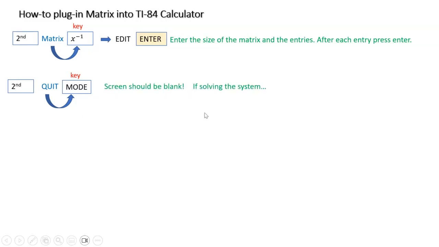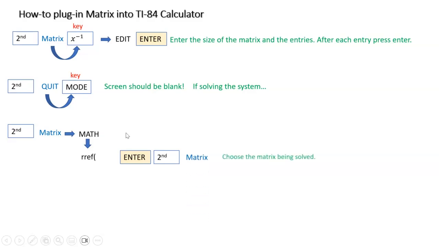Now, if solving the system, then you're going to go to second matrix. You're going to go down to math. Then you're going to go to RREF and enter, and then you go get the matrix. Choose the matrix being solved, and then you close parentheses to get the answer.